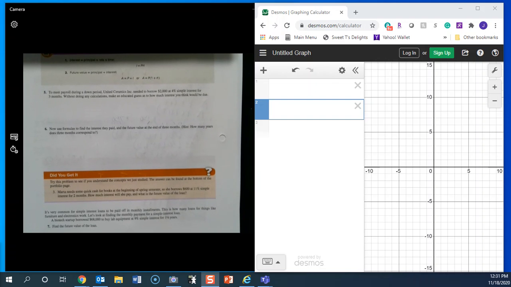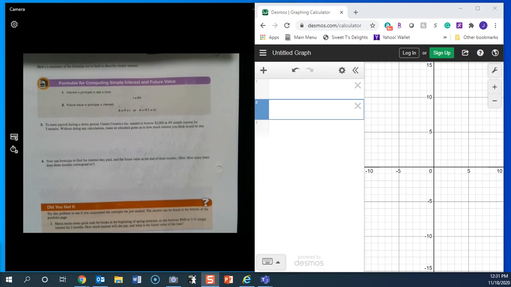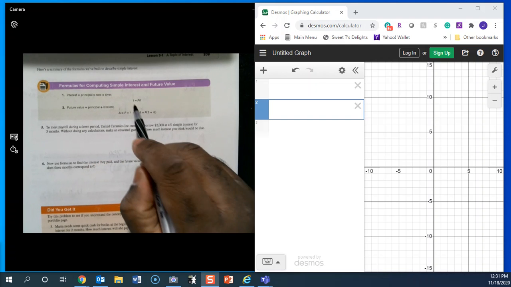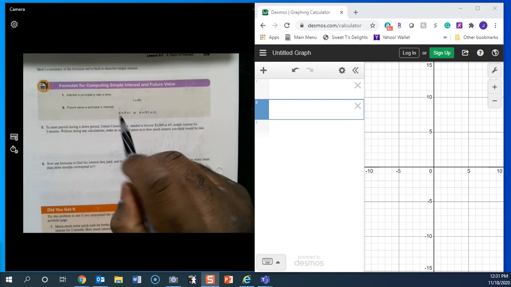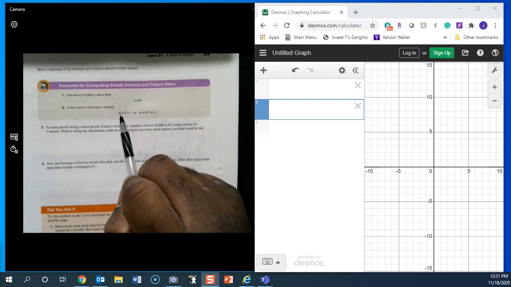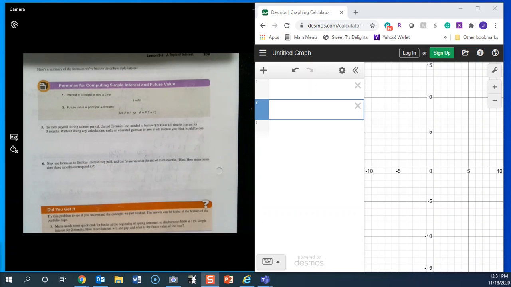Now on page 209, you notice it has the formulas listed here. It says interest is equal to principal times rate times time, I equals PRT. Future value is equal to principal plus interest, A equals P plus I, or A is equal to P times the parenthesis 1 plus RT.